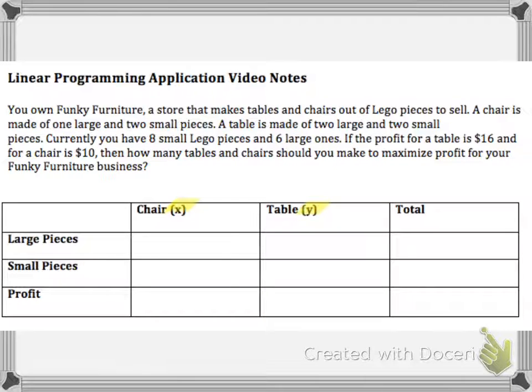Okay? So when we're writing our constraints, we need to think about what is the total number of large and small pieces that we have to work with. And we see in the problem we have 8 small and 6 large. So our constraints in this problem are we can't go over the 8 small. So I'm going to put that as our total number of small pieces, or our 6 large pieces.